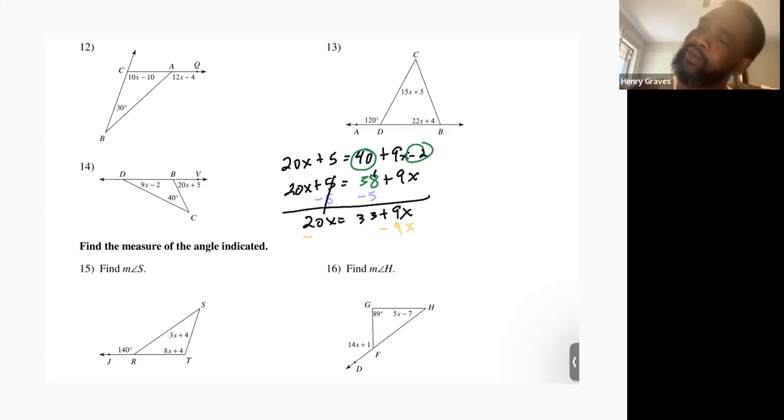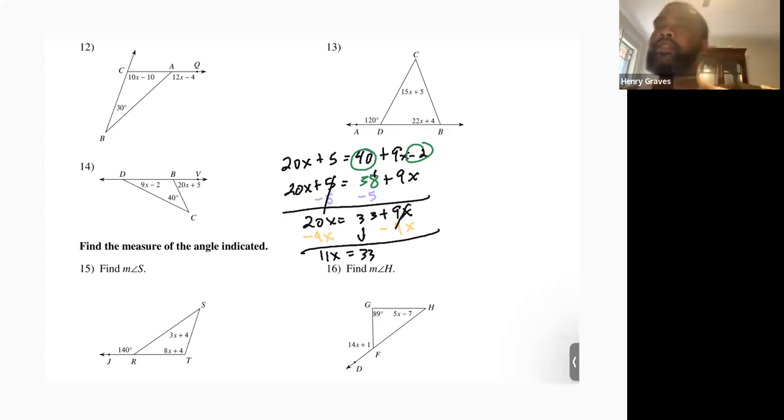So this is going to be 11x equals 33. And my final step is just to divide. So if I divide both sides by 11, x equals 3. And I'm good to go.